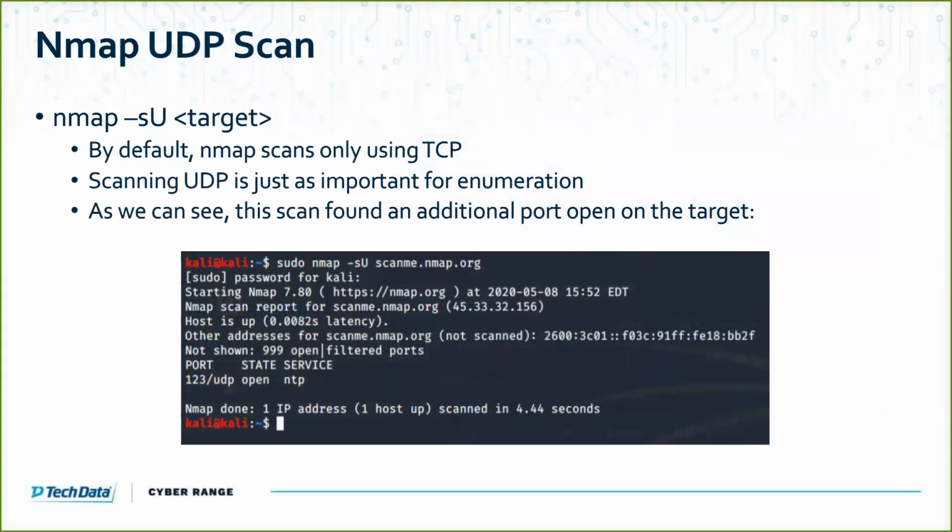As mentioned before, Nmap only scans TCP by default. A commonly overlooked yet incredibly important part of host and network enumeration is to scan for open UDP ports and services. This can be done in Nmap by using the -sU flag. As we can see in this example, when we rescanned our target with that flag, we discovered an additional open port, port 123, also known as NTP or the Network Time Protocol. We could then infer that this host is also running an NTP server.